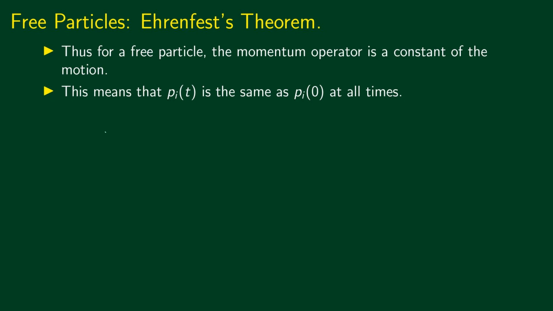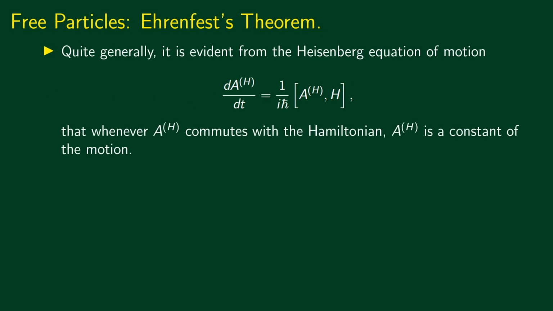So we have, for any component of momentum, dpi by dt is equal to 0, which means that pi does not change with time. In other words, for a free particle, the momentum operator is a constant of the motion. This means that pi at any time t is the same as the pi at t equal to 0. Now, looking at the Heisenberg equation of motion, it's clear that whenever a Heisenberg picture observable commutes with the Hamiltonian, then that observable is a constant of the motion.